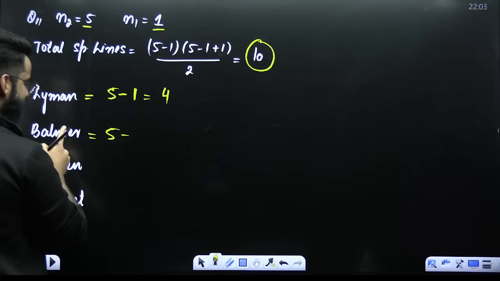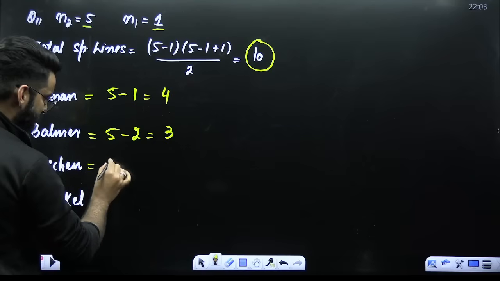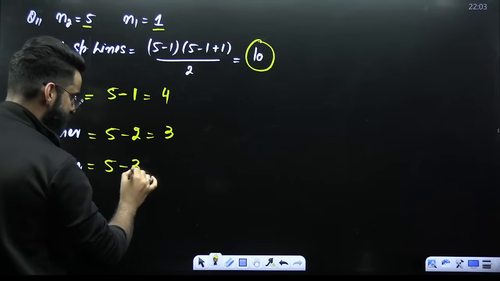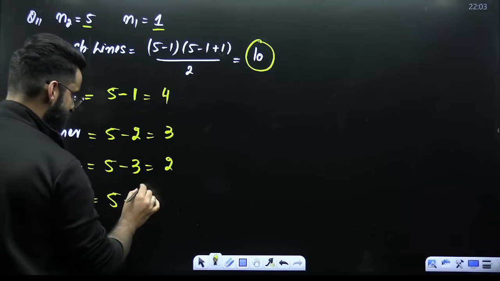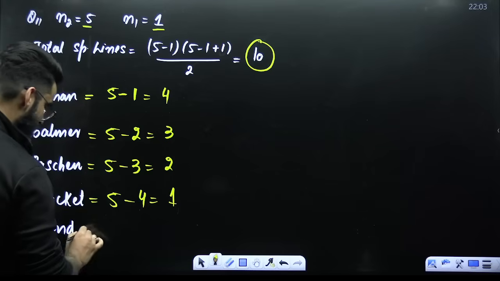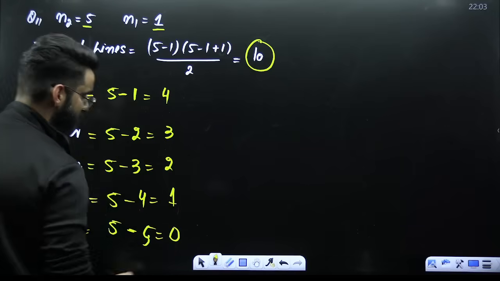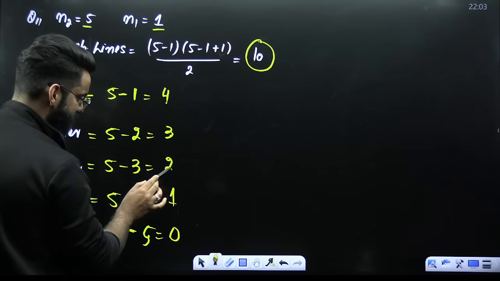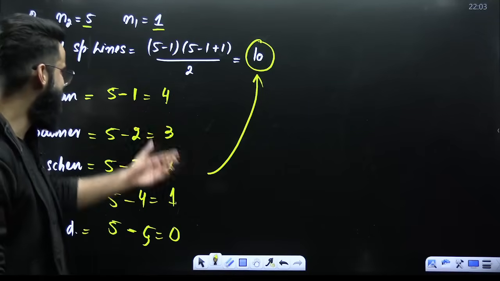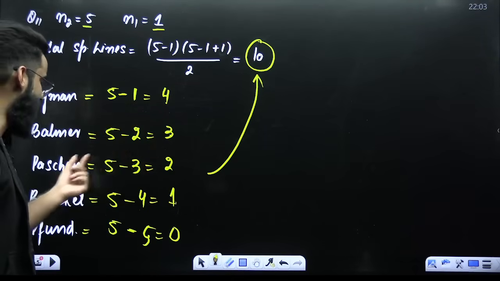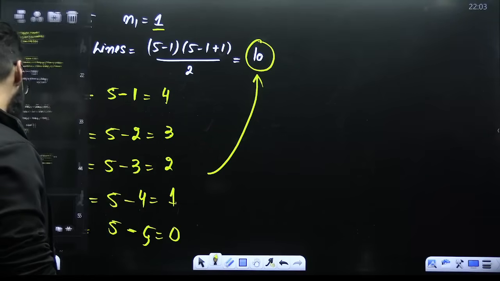n2 here is 5 minus the ground state of Balmer, which is 2. So 5 minus 2 is 3. Higher energy state n2, that's 5, minus the ground state of Paschen, which is 3. The value comes out to be 2. Higher energy state is 5 minus the ground state of Brackett, which is 4. That is 1. And n2 is 5 and the ground state of Pfund series is 5. So 5 minus 5 is 0. If you take the sum of these, 4 plus 3 is 7, 7 plus 2 is 9, 9 plus 1 makes it 10. So overall 10 spectral lines are obtained, and out of these, 4 fall into Lyman, 3 into Balmer, 2 into Paschen, 1 into Brackett, and 0 in Pfund. So this is how you are going to solve this sort of short question as well.